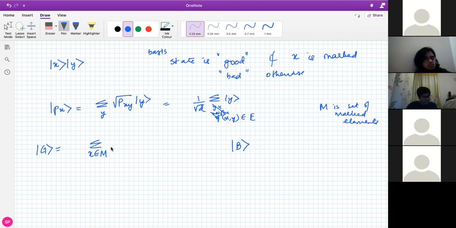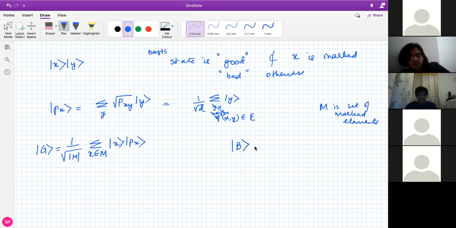So this is going to be all my good states with the superposition of all its neighbors. Okay, so this is what it is. But I need to normalize it. So I need to put, because I know there are a total of size M, I just put this factor there, okay?